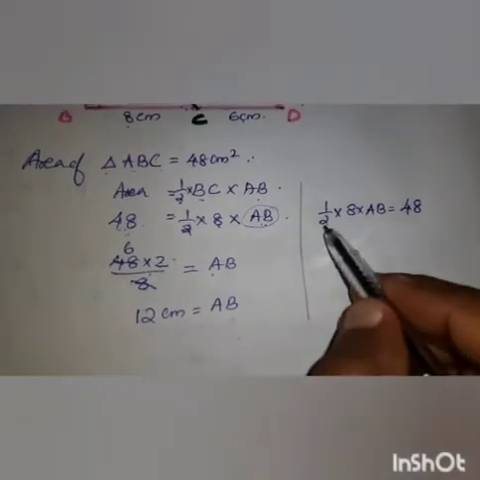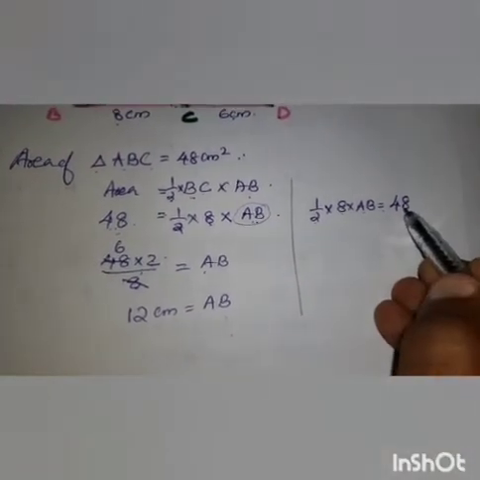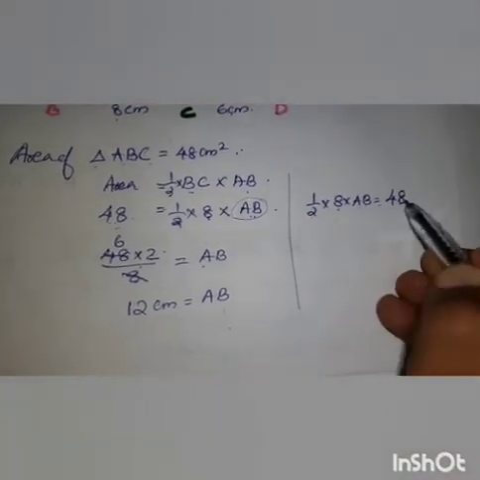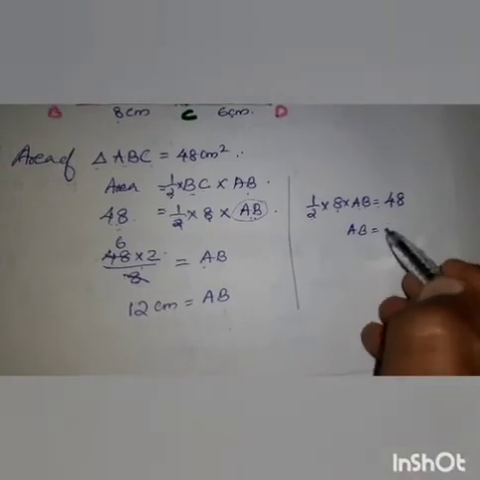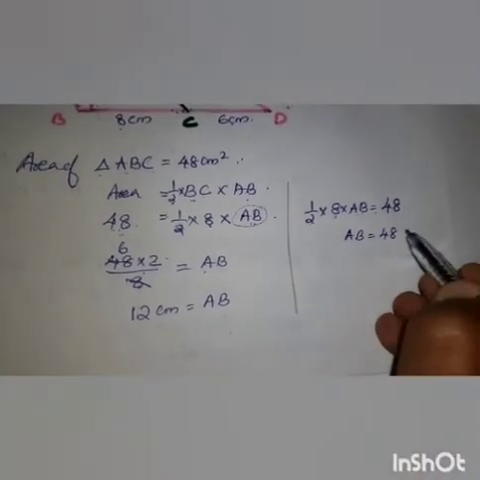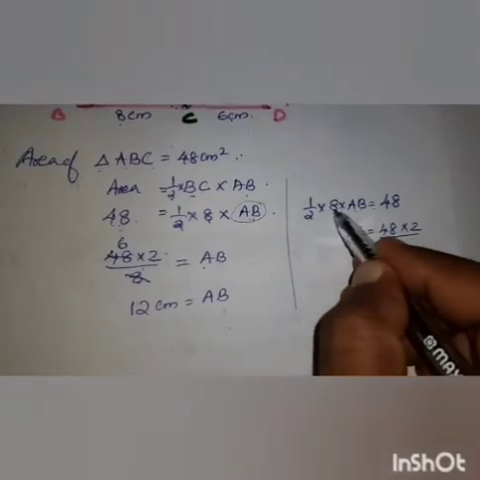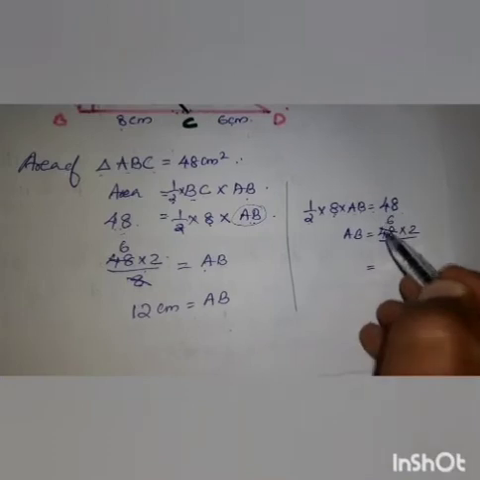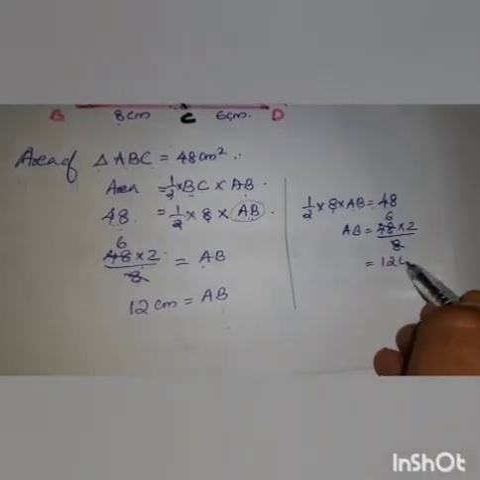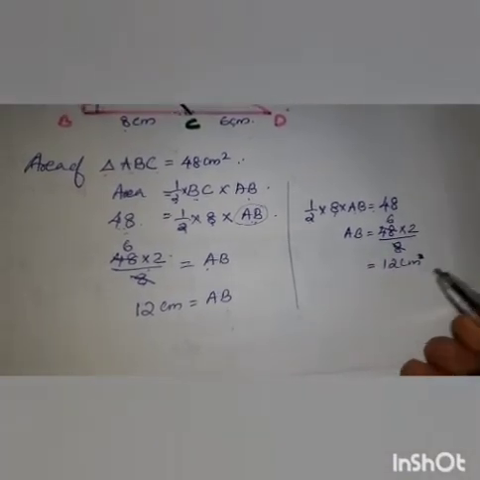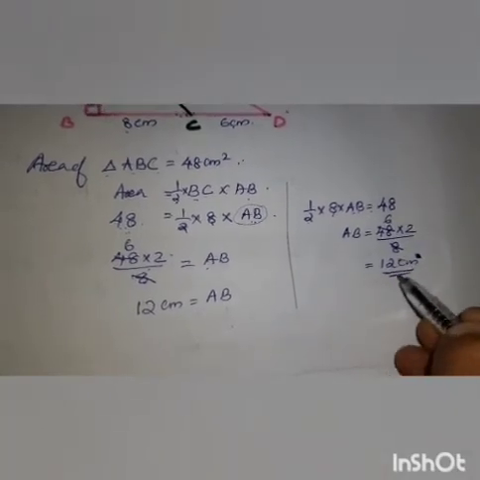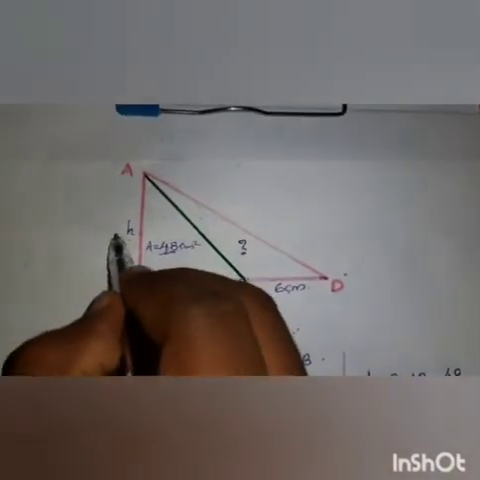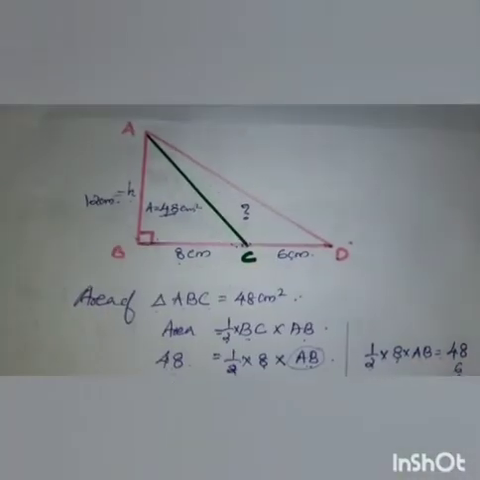So see again, half into 8 into AB is 48. 48 is given, 8 is also given. So the equation of area is this one, and area is already given. So find out AB: 48, division becomes multiplication, into 2 by 8. 6 8s are 48, 6 into 2, 12 centimeter. Sorry, not centimeter square, it is centimeter, because that is the height. So 12 centimeter you got as AB. So this height is 12 centimeter.